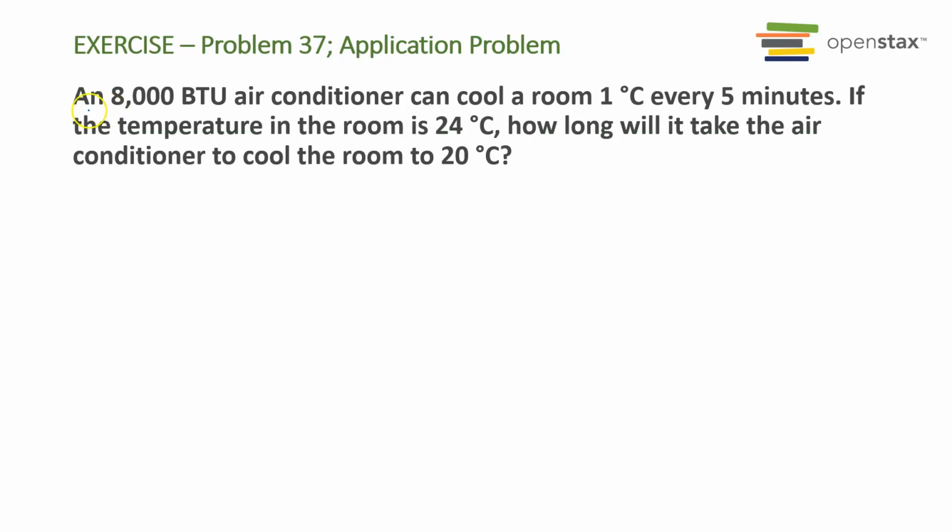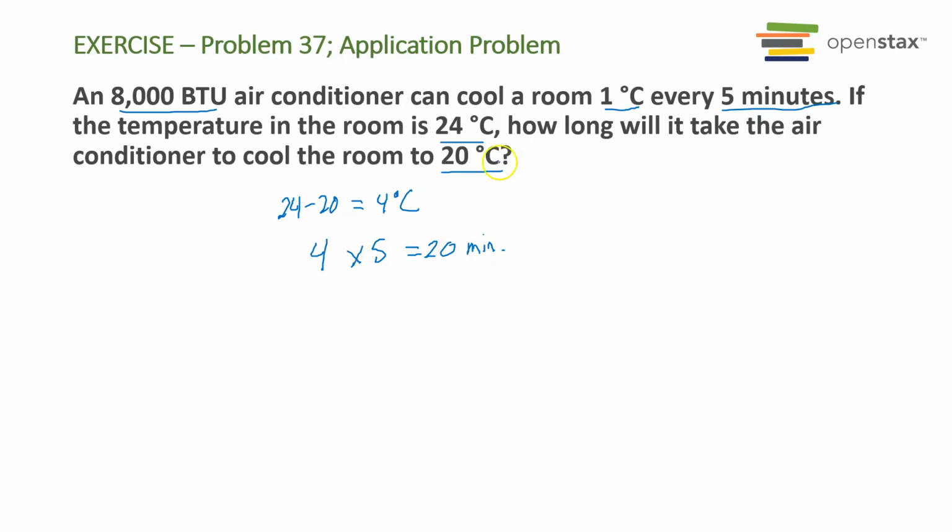So let's look at this. This is our last example. So we've got an 8,000 BTU air conditioner. It can cool a room 1 degree Celsius every 5 minutes. The room is currently 24 degrees Celsius, and we want to get it down to 20 degrees Celsius, which again is about room temperature. So we want to go down 4 degrees. So if we do 24 minus 20, that's 4 degrees Celsius difference. And it can go 1 degree Celsius every 5 minutes. So we've got 4 intervals of 5 minutes, times 5. So that means it's going to take about 20 minutes to get it down with an 8,000 BTU air conditioner.